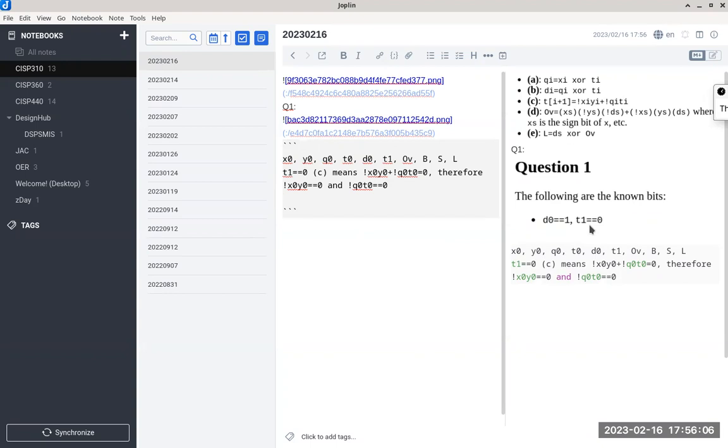Let's see. Well, out of those things, T0 we don't know what it is, but we know what D0 is. And D0 is a 1. So how can that be helpful to me? The relationship between Q and T. The relationship between Q and T.